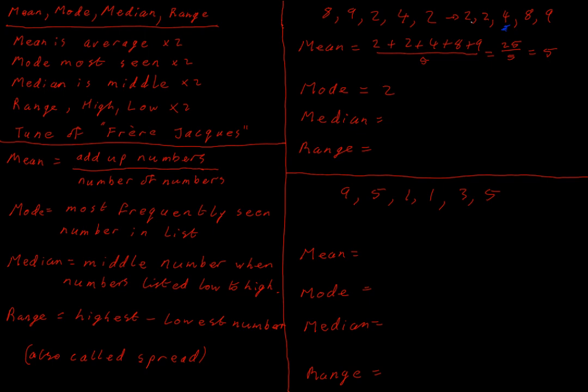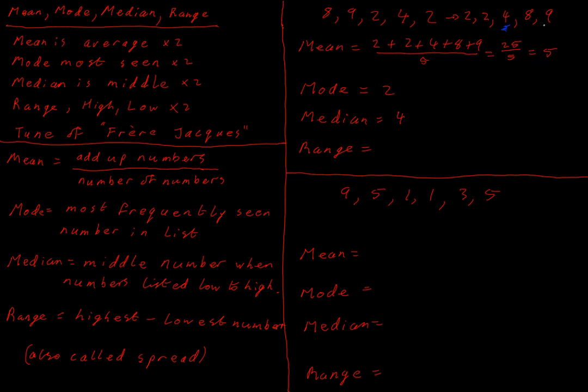Median. I've already done a lot of the work for the median here because I've been conscientious and I have written my numbers from smallest to biggest. So now I'm just looking for the middle number when I'm going from lowest to highest. I can see that 4 is the middle number, and I don't have to do anything complicated here. It's just 4 because there's two numbers on one side of it and two numbers on the other when I'm listing from smallest to biggest.